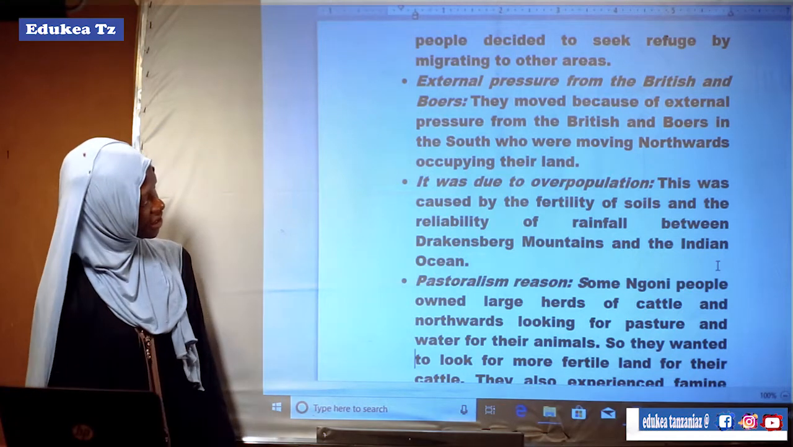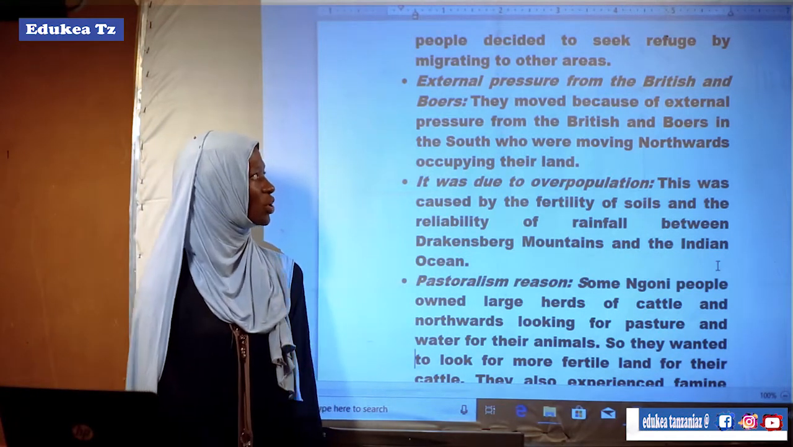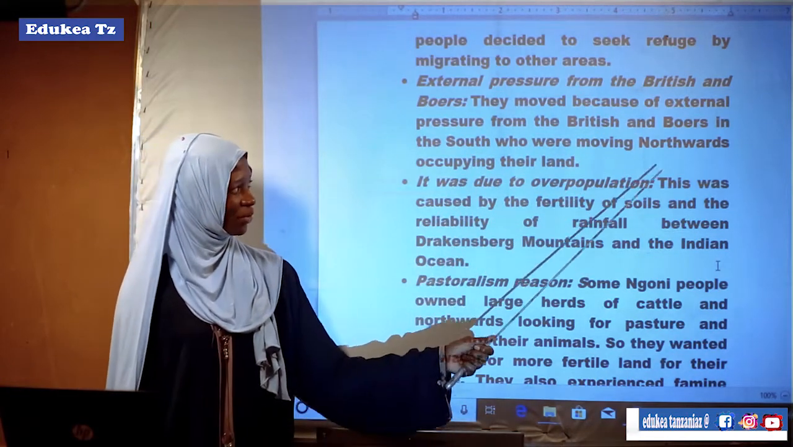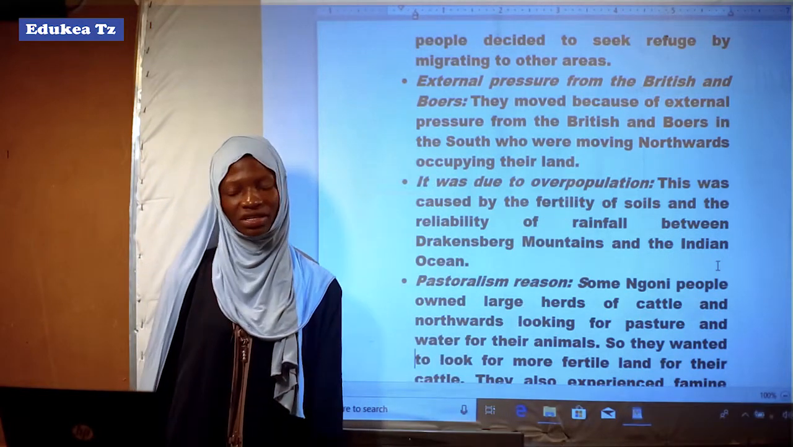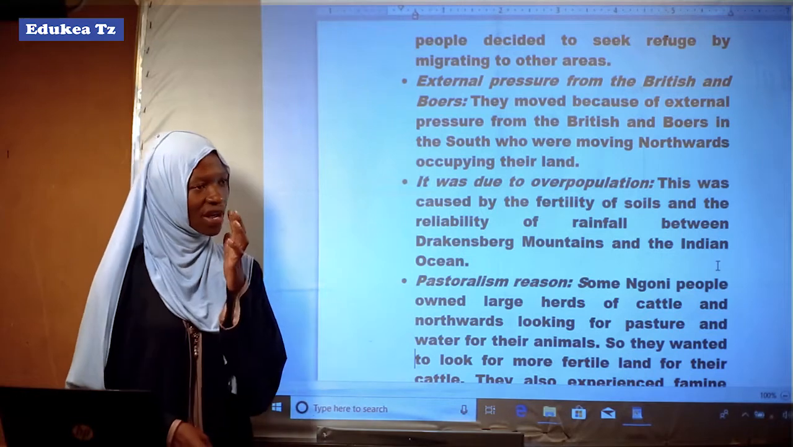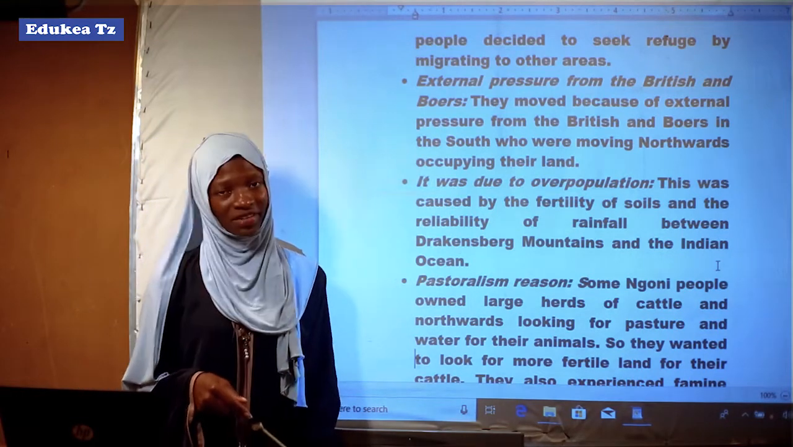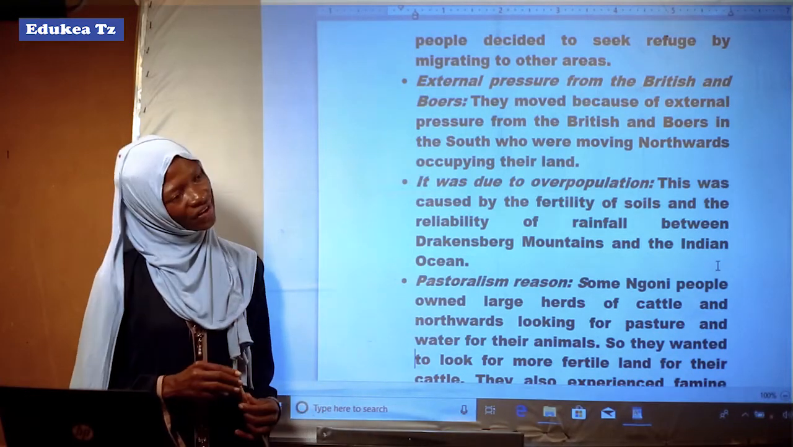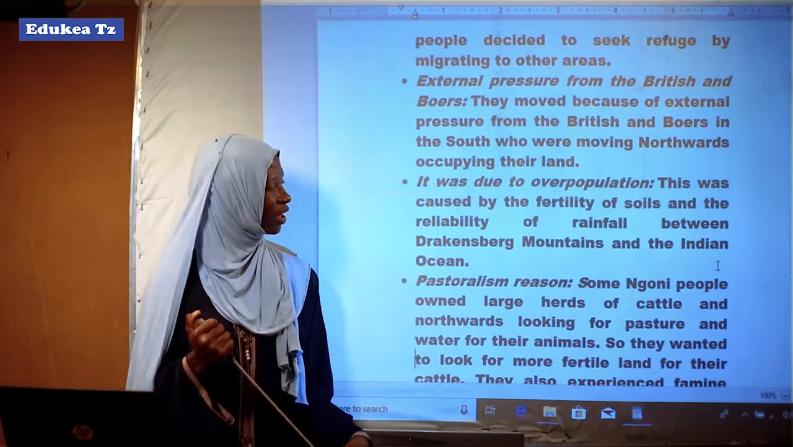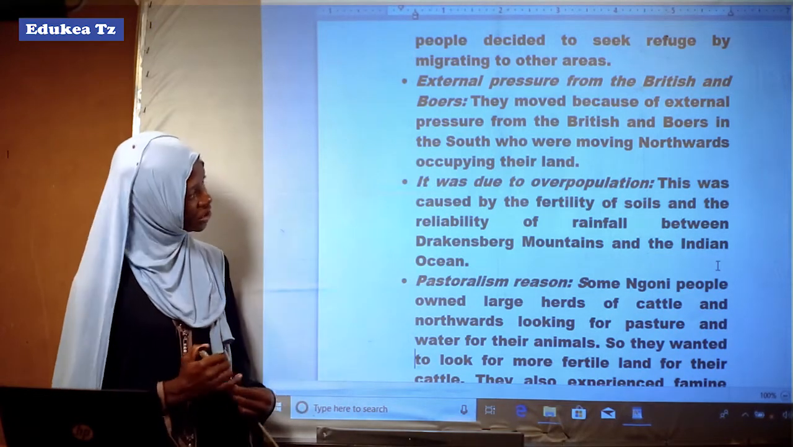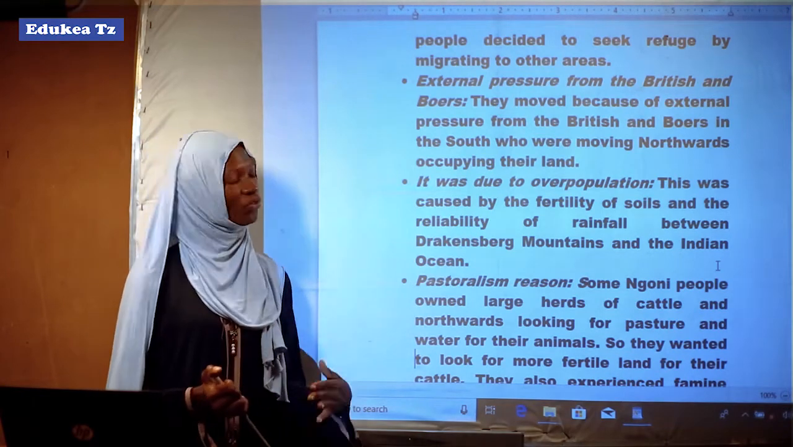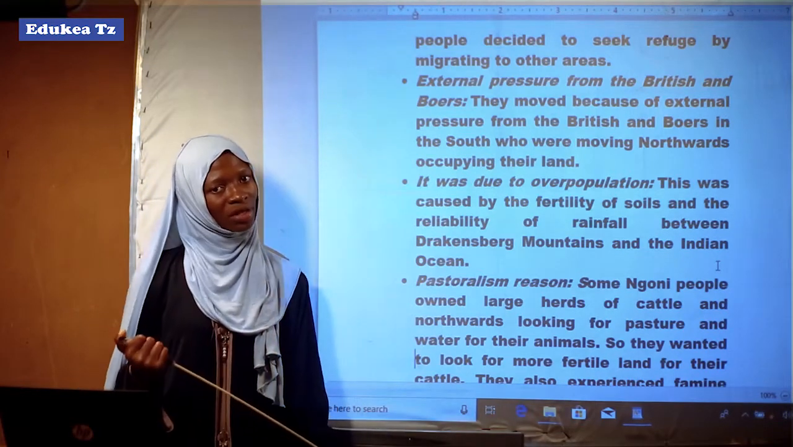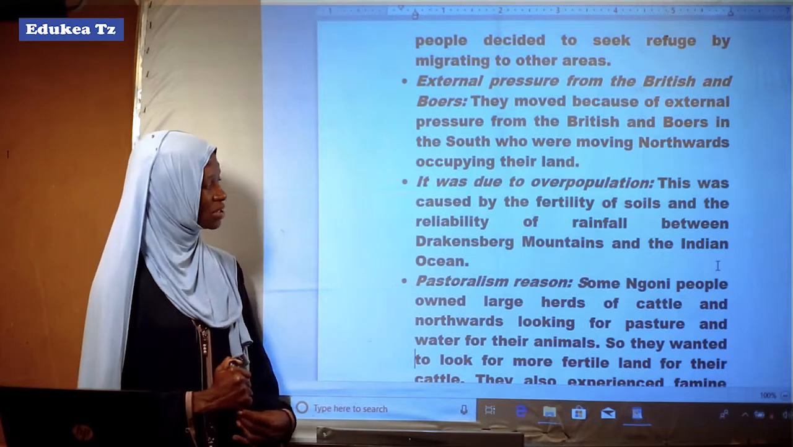The next one is external pressure from the British and Boers. They moved because of external pressure from the British and Boers in South Africa, who were moving northwards, occupying their land. South Africa experienced the Boer trek. People from the Netherlands occupied the Cape. So some Africans, especially the Ngoni, were not prepared for the situation. They occupied their land. That's why they decided to move, leave their home and come to the interior part of Africa.